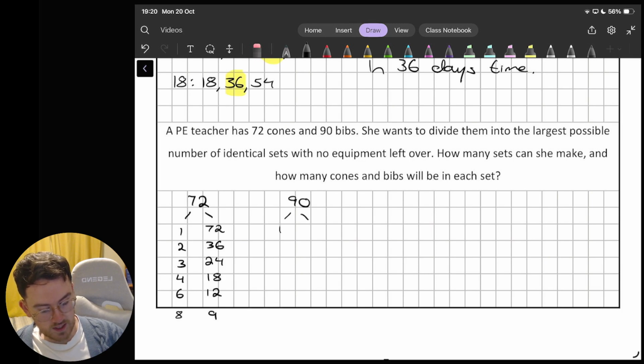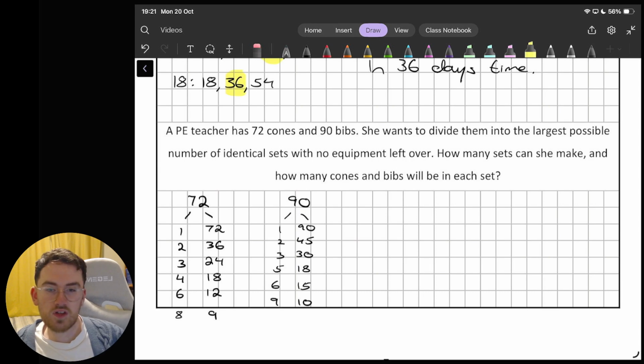Let's look at 90. 1 and 90. 2 and 45, 3 and 30, 4, and no, 4 doesn't, 5 doesn't, oh, 5 does, 5 and 18, 6 and 15, 7 doesn't, 8 doesn't, 9 and 10.